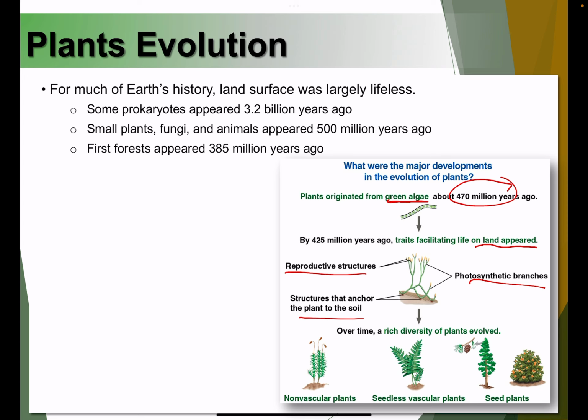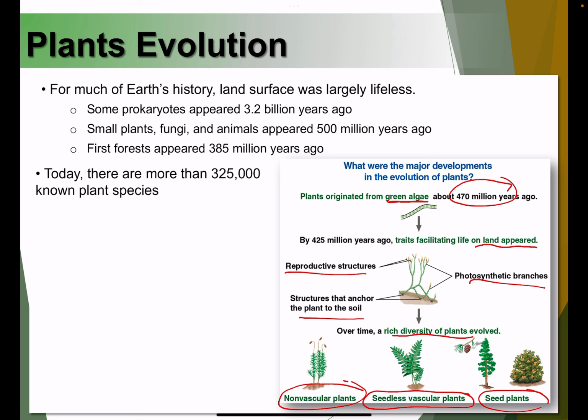Over time, early plants gave rise to the rich diversity of plants that we see today, including non-vascular plants, seedless vascular plants, and seed plants. In the category of non-vascular plants, we have mosses, liverworts, hornworts, etc. And then there is another category of seedless vascular plants, such as ferns. And then lastly, you have your seed plants, such as cone-bearing plants and flowering plants. We will be discussing the first two types, non-vascular and seedless vascular plants, in this particular chapter. And then we'll move on to seed plants in chapter 27.